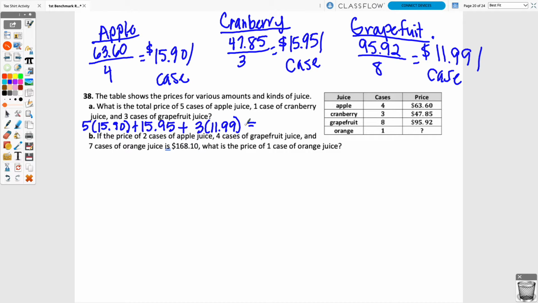All right, so I'm going to find that total price, but first I probably need to simplify those multiplication problems. So what does 5 times 15.90 give me? 79.50. Okay, so I have 79.50 plus my 15.95 plus, what does 3 times 11.99 give me? 35.97. And then I'm going to add all of those together. So 79.50 plus 15.95 plus 35.97. Okay, and I'm getting $131.42. Is that what y'all got? So for 38A, we should have $131.42 as our total.